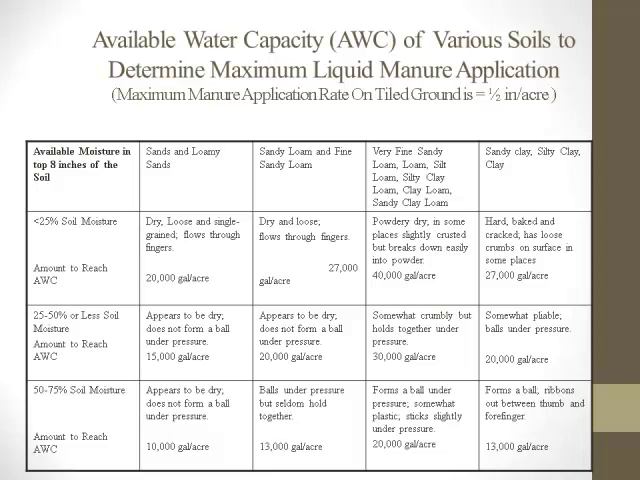Some of these soils, when they're very dry, could hold up to 40,000 gallons. But if it's tiled, you're only allowed 13,000. So ½ inch or 13,000 gallons is the top limit for almost all soils in Ohio because of subsurface drainage.